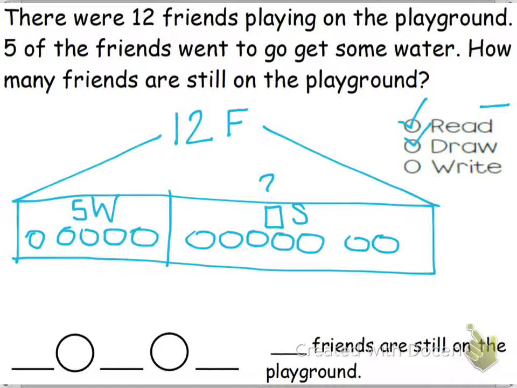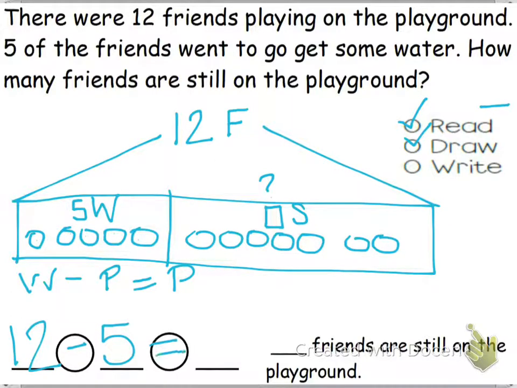So now we're going to have to write our number sentence. Looking at this, we know that whenever we are subtracting, it is our whole minus our part equals our other part. So our whole is 12 minus the 5 friends that went to get water equals mystery box. We don't know how many are left. How can we figure out how many are left? We can just count it. So let's count how many are left.